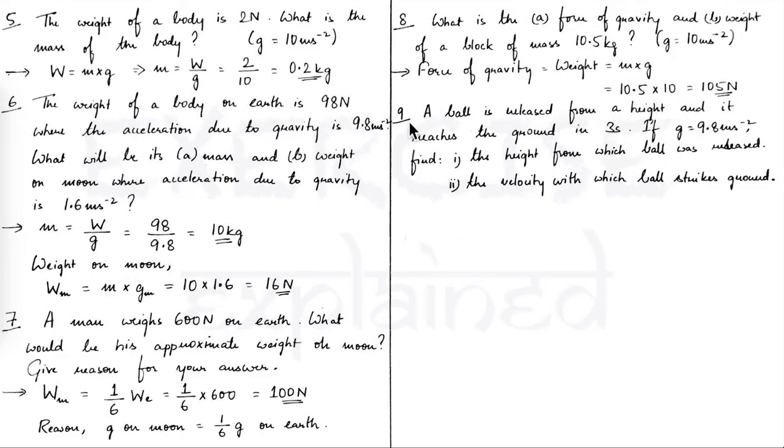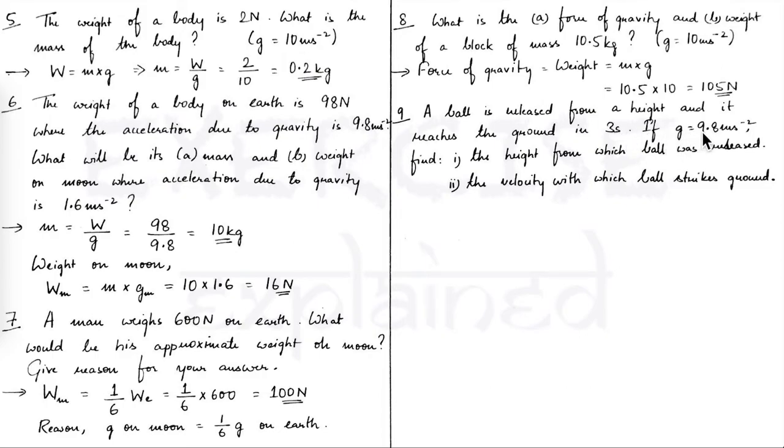Getting into question number 9, a ball is released from a height. Now, if you have not seen the previous video, do watch it. The link is there in the description. So there I have explained what happens when a body is dropped down or when a body is thrown up. So here a ball is released from a height and it reaches the ground in 3 seconds. So time taken by it to reach the ground is 3 seconds.